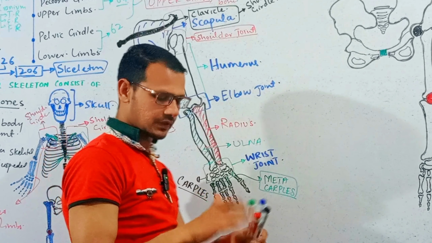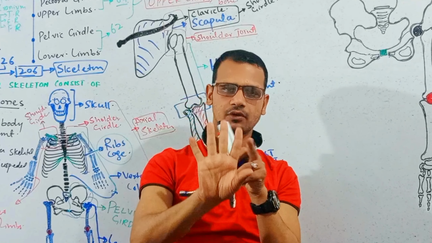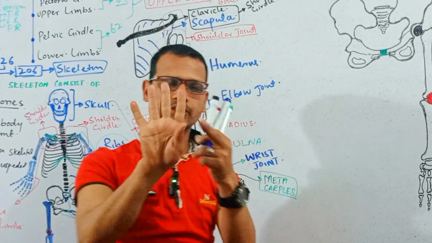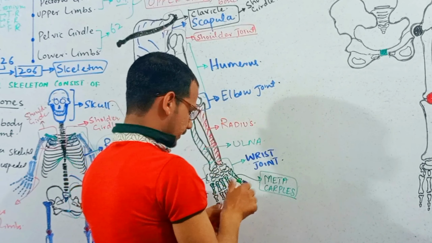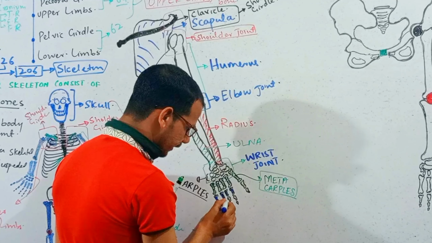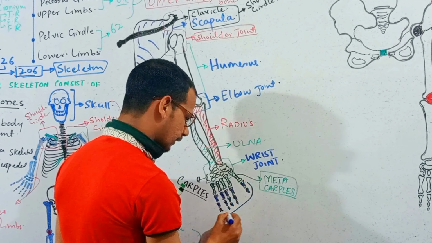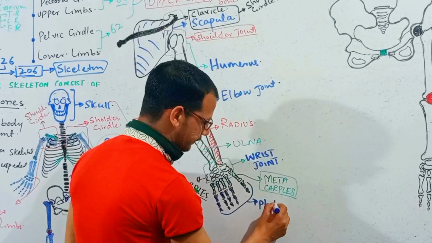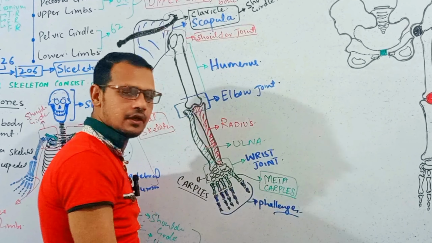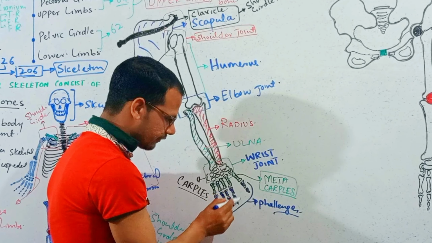After this palm we have these fingers, and each finger has 3 bones further, but this finger has 2 only, right? So these are called phalanges. For example, I am shading these bones in blue color. These are phalanges, right? And how many phalanges do we have? We have 14 in each hand: 1, 2, 3, 4, 5, 6, 7, 8, 9, 10, 11, 12, 13, 14.